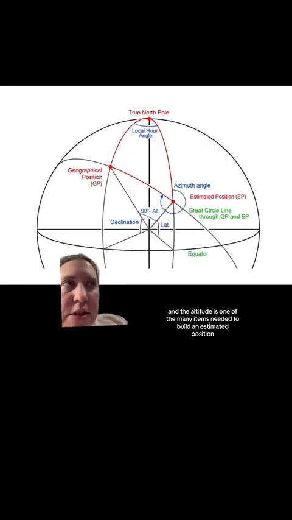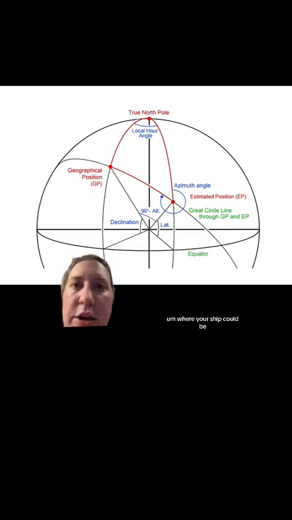And you see this arm right here? Basically, you take a body, some form of celestial body: sun, moon, stars, etc. You take the sight and you move that arm to bring it down to the horizon, and you annotate to get the altitude of the body. And the altitude is one of the many items needed to build an estimated position of where your ship could be.